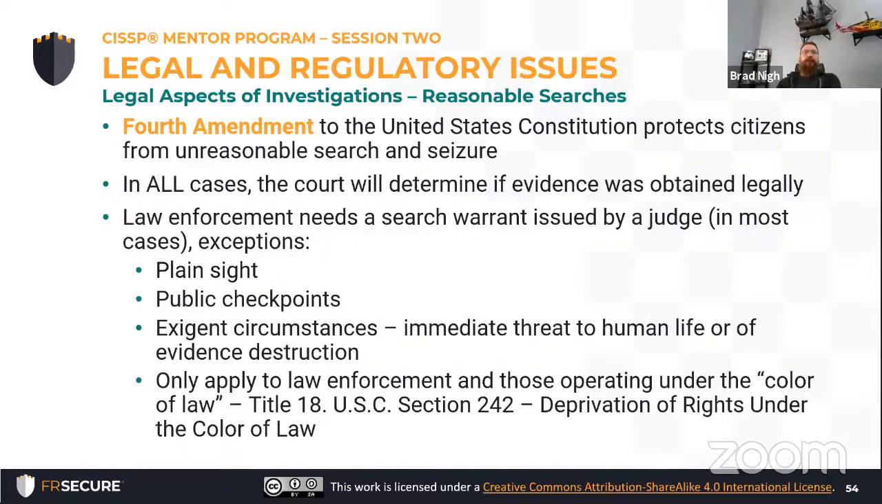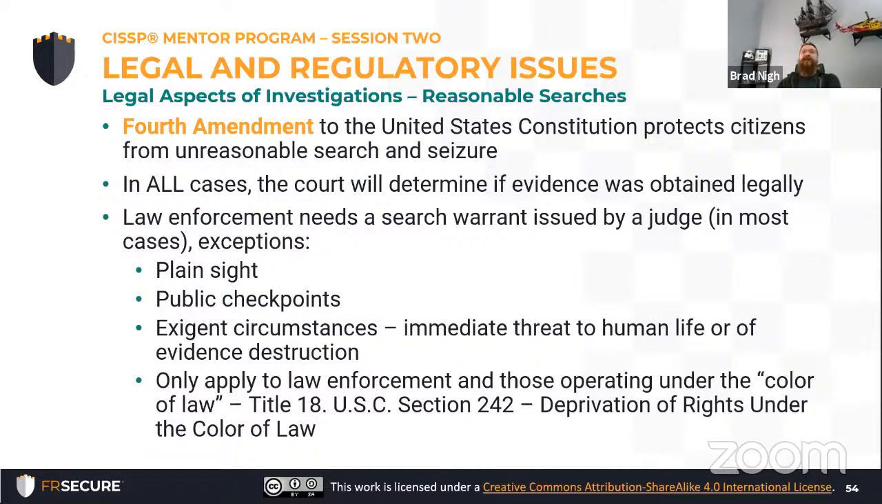It could be that they got a tip, they go to talk to somebody, the person slams the door, and maybe it's for talking about drugs. Slams the door, that person could go run and flush drugs. Well, they could be destroying that evidence. You would be able to do that, but you have to, again, prove it was exigent circumstances.